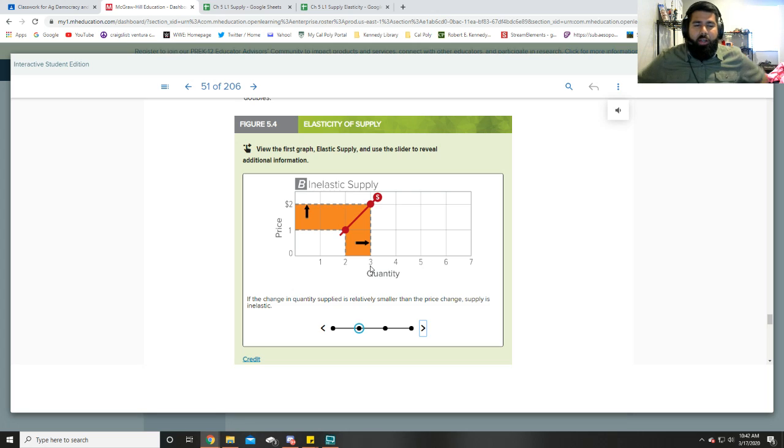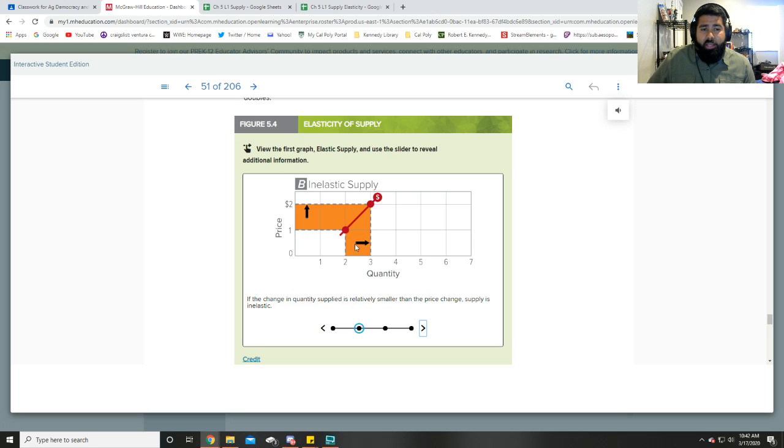How can you just tell that an elastic supply is elastic when you have nothing else to compare it to? Until we saw this slide, now you're just like, oh, okay, I kind of see it. This one had a smaller change, right? You can see over here that it only changed 1 in quantity for a $1 change, right? So this right here would be an inelastic supply.